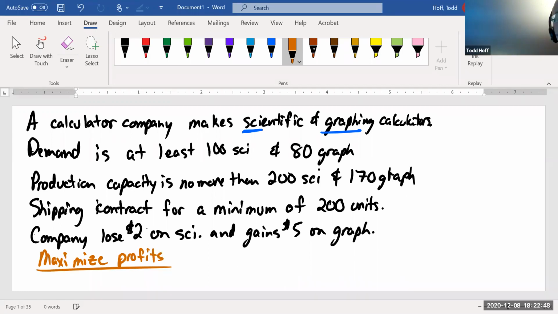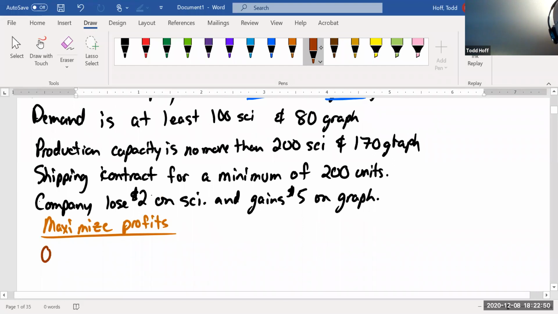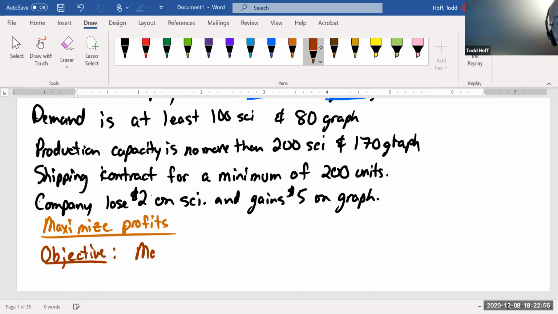So we're going to have an objective function. We're going to maximize our profit. I'm going to let the scientific calculator be X and the graphing calculator be Y. So -2X plus 5Y. We lose $2 per scientific calculator, earn $5 per graphing calculator.